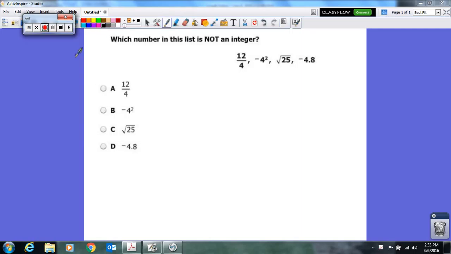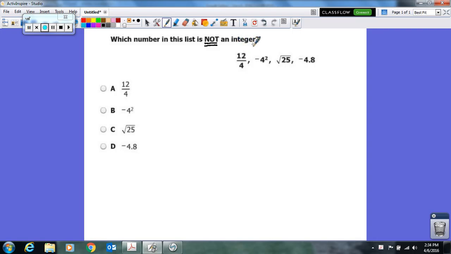Hey everybody, welcome back to another SOL review question for the grade 8 SOL test. This is a multiple choice question asking us to determine which of these terms is not an example of an integer. All right, so I guess we need to begin by making sure we understand what an integer is.